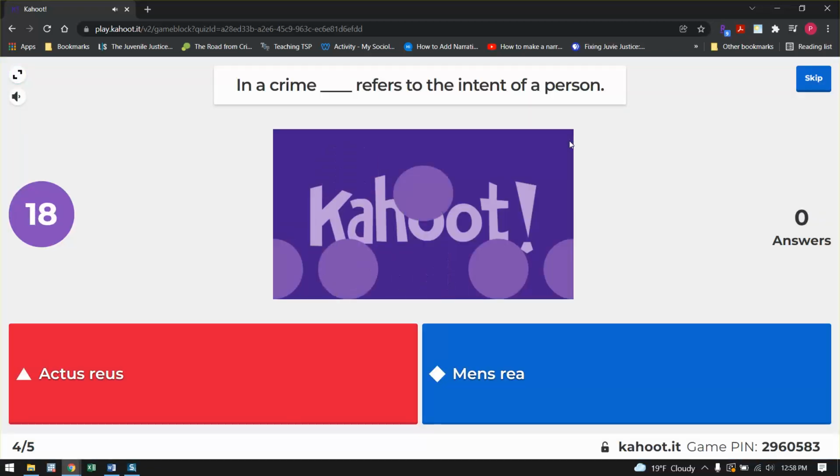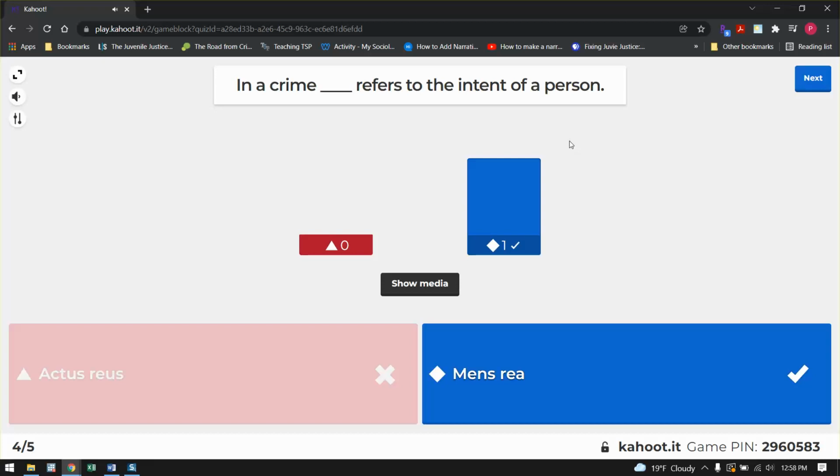So the next question deals with the two elements of a crime, actus reus and mens rea. When we're talking about intent specifically, we're talking about mens rea. Actus reus is the behavior, the action of the offender that is the crime. Mens rea is the intent behind the crime.